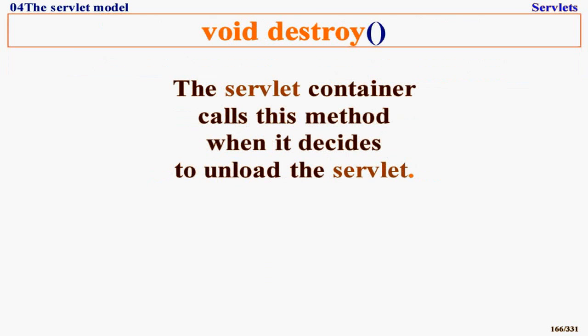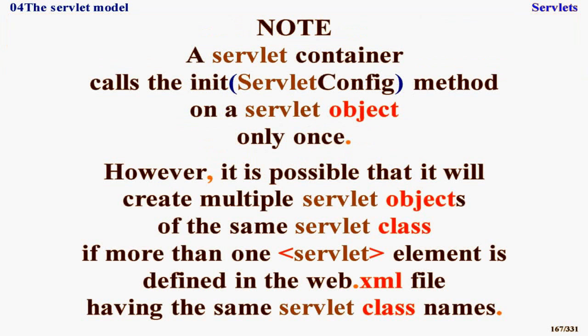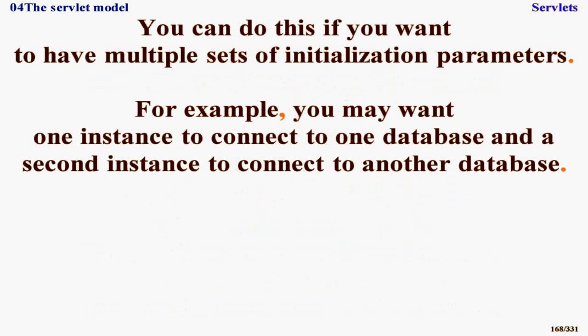The servlet container calls this method when it decides to unload the servlet. Note a servlet container calls the init(ServletConfig) method on a servlet object only once. However, it is possible that it will create multiple servlet objects of the same servlet class if more than one servlet element is defined in the web.xml file having the same servlet class names. You can do this if you want to have multiple sets of initialization parameters. For example, you may want one instance to connect to one database and a second instance to connect to another database.